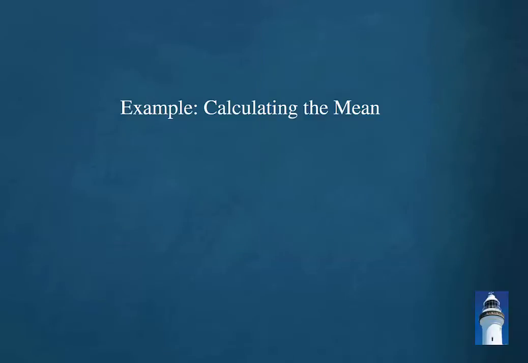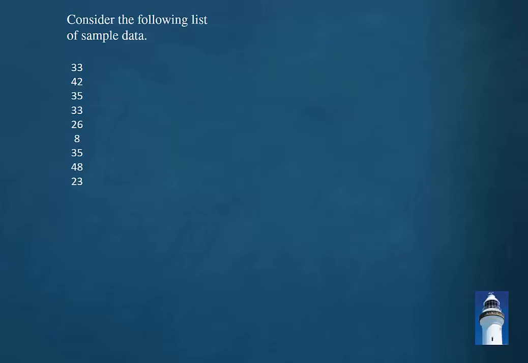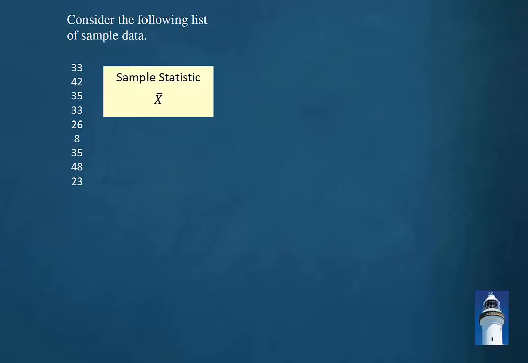In the following example, we will show how to correctly calculate the mean for a data set. Consider the following list of sample data. Since this is a sample, when we calculate a measure associated with this sample, it will be a sample statistic. And since it is the mean that we will be calculating this time, we will report it as x bar. Recall that that calculation is performed first by adding up all of the data values in the data set and then dividing by the size of the data set.